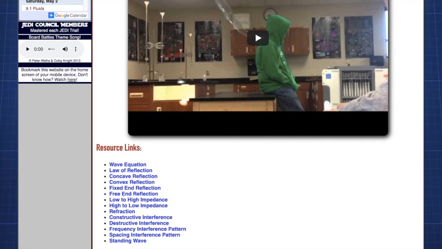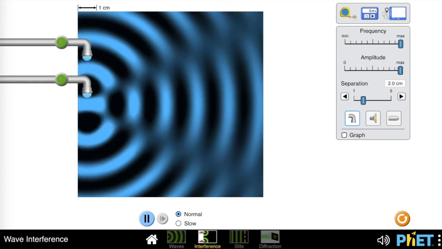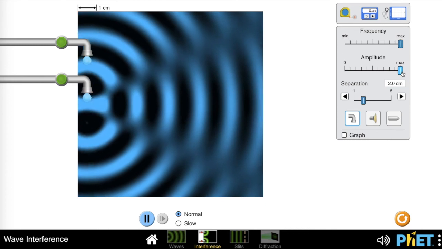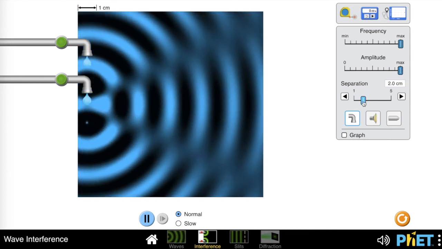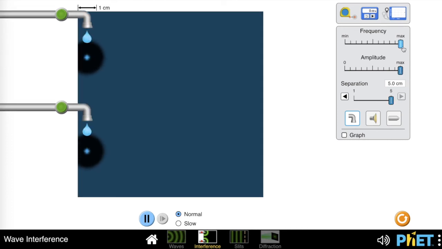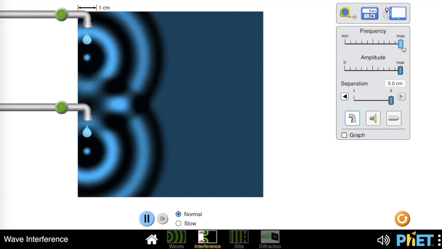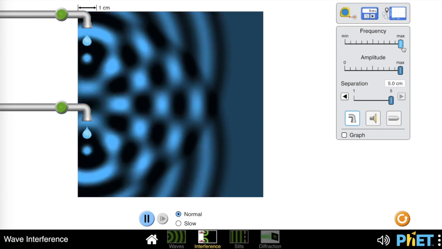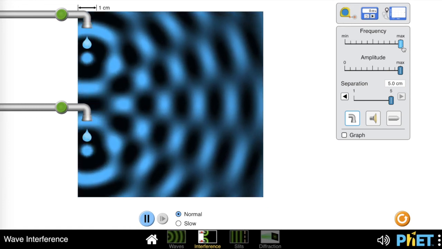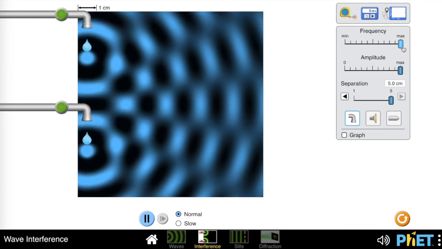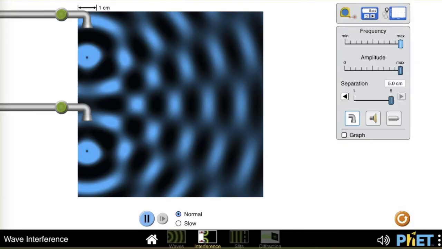Okay, I want to go back to this. I want to make sure we have a good understanding of this. I'm going to make the separation really far apart. I'm going to have a big frequency so I can get the biggest interference pattern I possibly can. And I'm going to be freezing this and trying to help us understand a couple things. So the question is, why do we have multiple nodal lines? Why not just one or so?